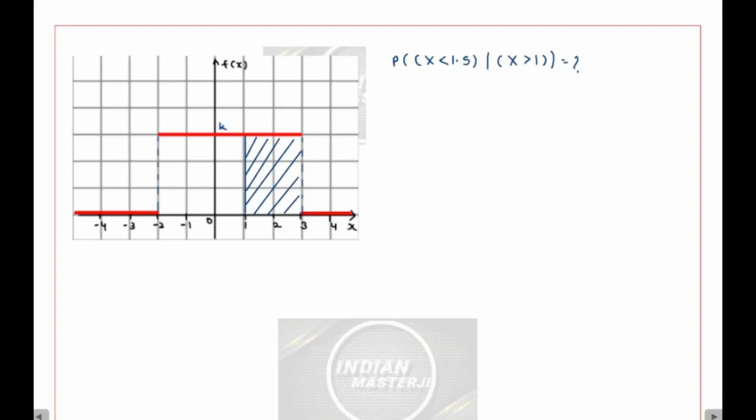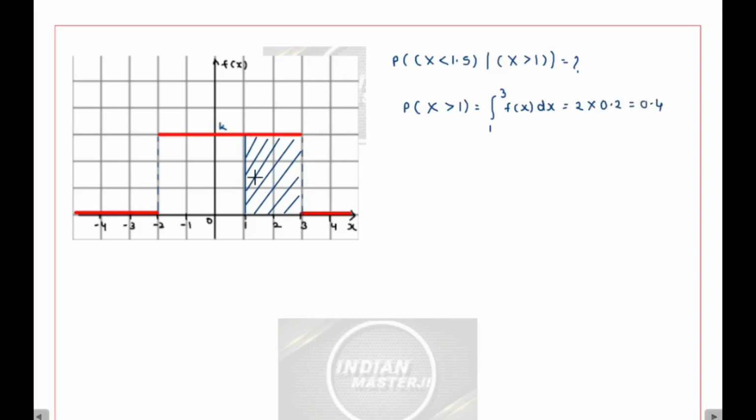So if x is greater than 1, then what is the probability here? Let's try to find out that probability. Probability of x greater than 1 is equal to this area. So this area I can find out using the integration or using the geometry here. From 1 to 3 I will integrate f of x dx, correct? Or I can use the geometry also. This is a rectangle with a length equal to 2 and the width is equal to k, but k is 0.2, correct? So this is 2 into 0.2, which is nothing but 0.4.